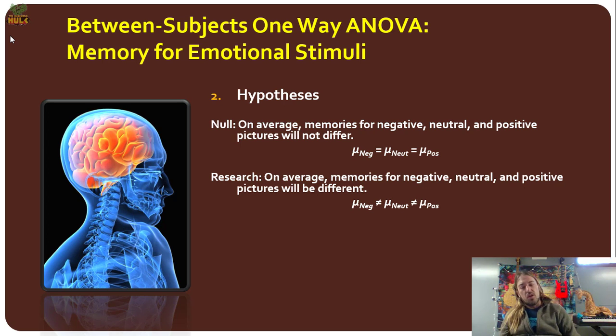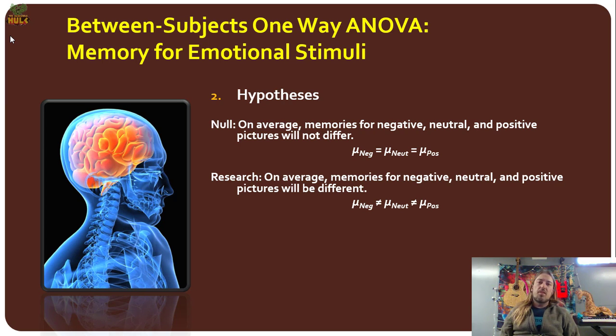Our hypotheses. Our null hypothesis is that on average, memories for negative, neutral, and positive pictures will not differ. So the average recall of negative is equal to the average recall of neutral, which is equal to the average recall of positive. That's true at the population level, and then should be also true at our sample level.